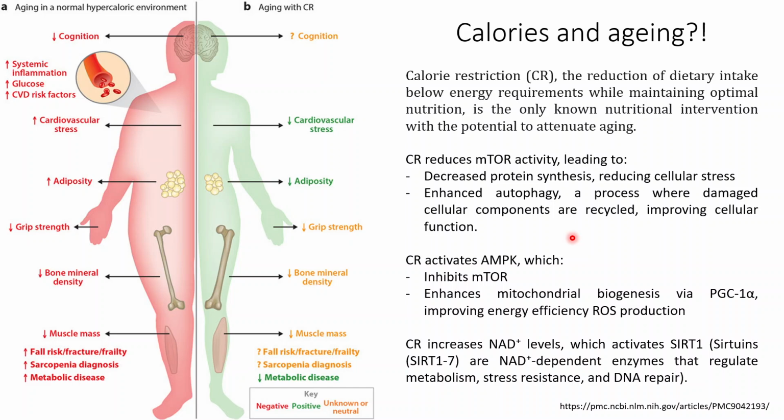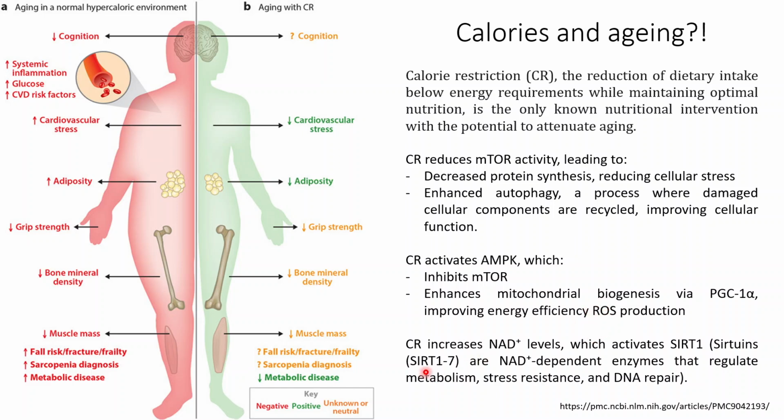CR also activates AMPK, as I mentioned, that is the catabolic pathway. It can inhibit mTOR, of course, and it can also have a profound effect on mitochondrial biogenesis and improve your energy efficiency. And I think I forgot to add another word here, but it can reduce ROS production.